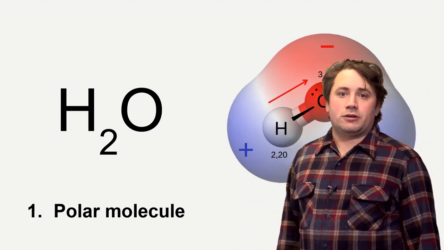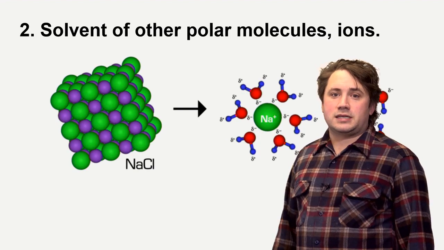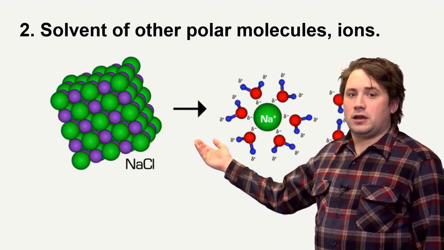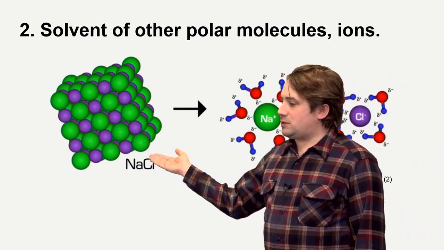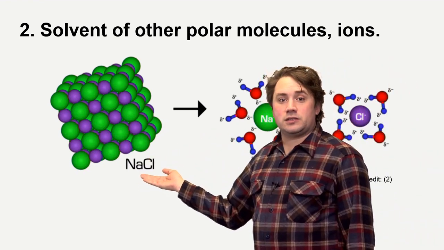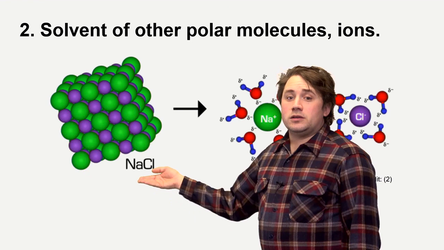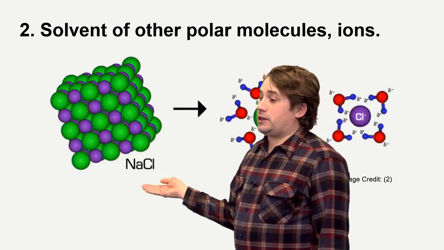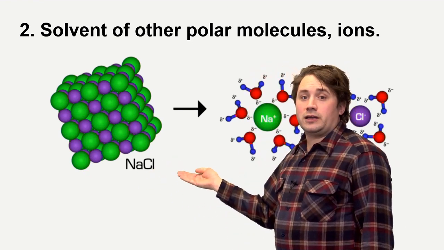So why is this important for geochemistry? Well, let's consider this sodium chloride here. This is a salt, just normal table salt. It's composed of a sodium atom and a chlorine atom. Sodium is very weakly electronegative. Chlorine is very strongly electronegative.